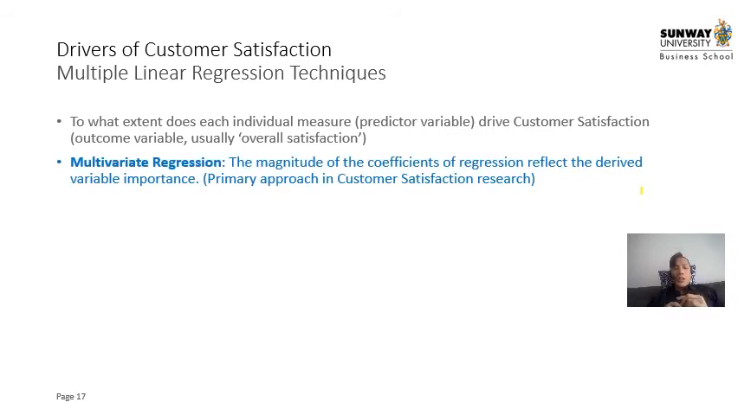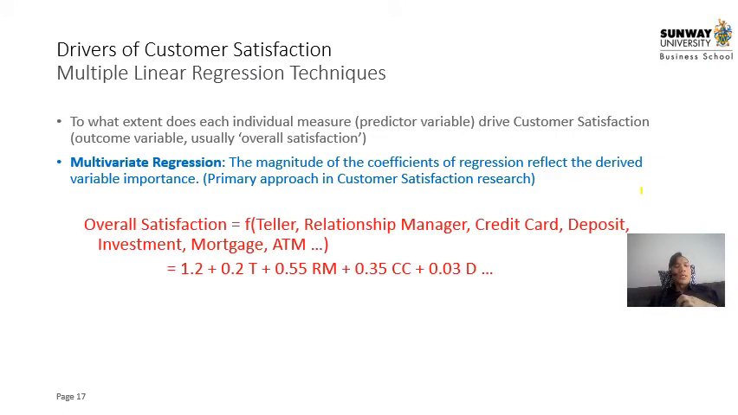And using a multivariate regression, you then measure the magnitude of the regression coefficients, reflected in the derived variable importance, which is quite a primary approach in customer satisfaction. For example, overall satisfaction is a function of the teller, the relationship manager, the credit card, the deposit management, the mortgage, ATM, and so on and so forth. Every single one of these attributes gives you a beta number. This beta number is a coefficient telling you that the higher the coefficient, the more important a contributor that particular aspect is to overall satisfaction.